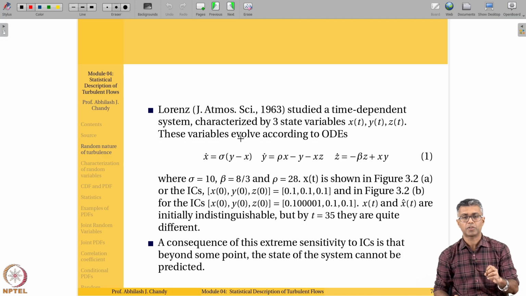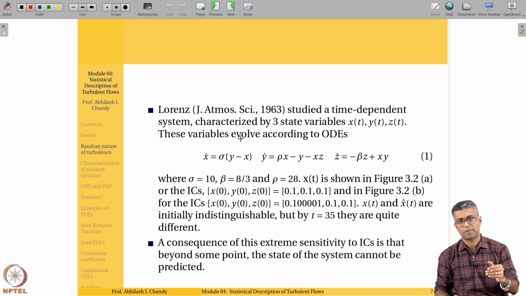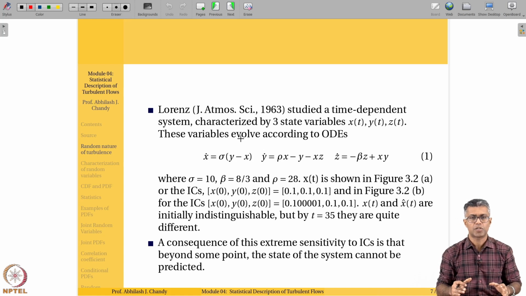Now these variables evolve according to the ODEs shown in the slide. So you have x dot equal to sigma times (y minus x), y dot equal to rho x minus y minus xz, and z dot is equal to minus beta z plus xy. So clearly a nonlinear system, but an ODE. He gave some values to the constants: sigma is equal to 10, beta is equal to 8 over 3, and rho is equal to 28.